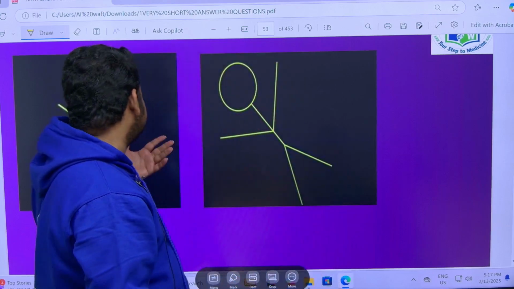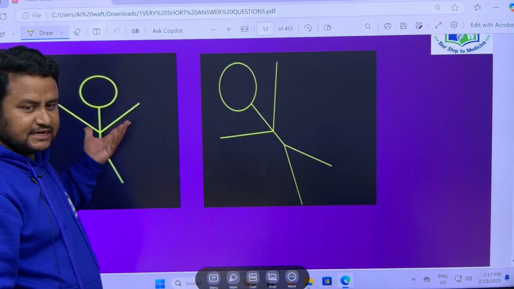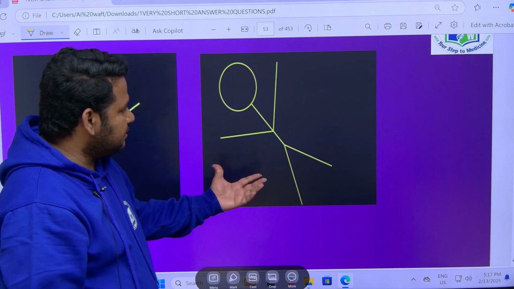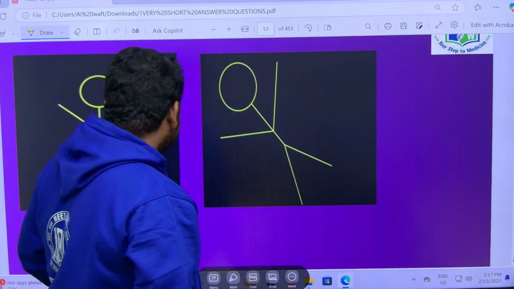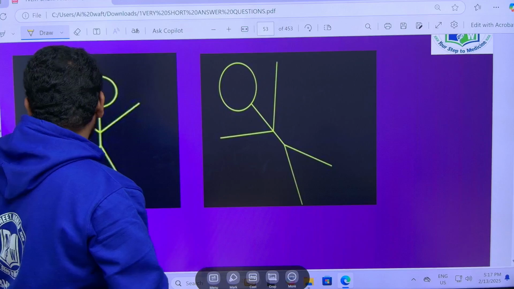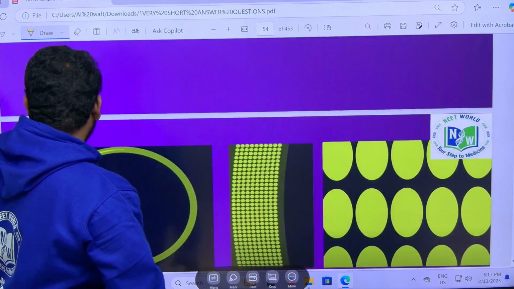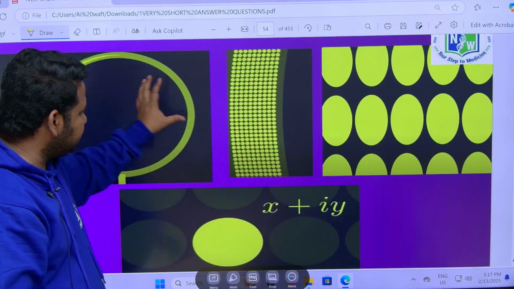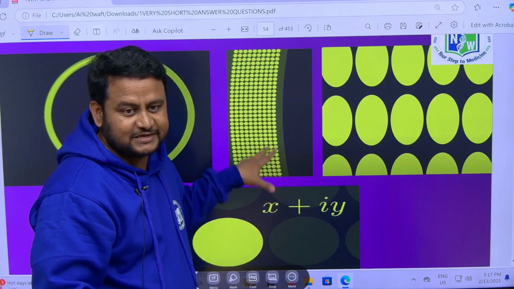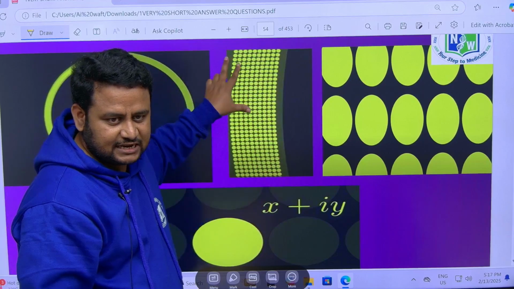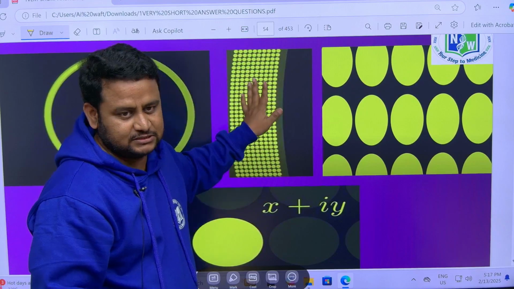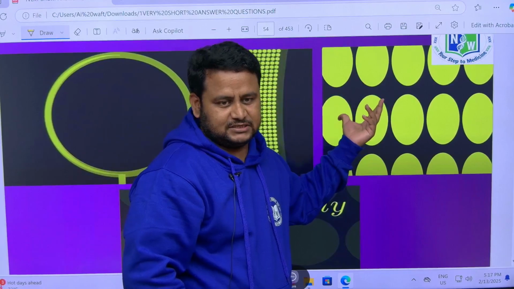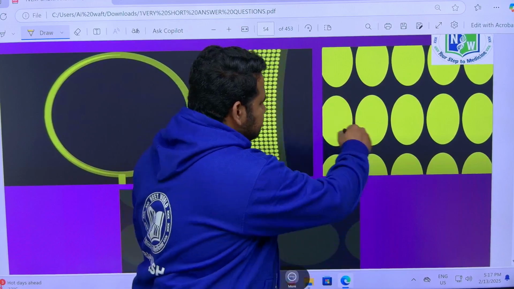So you can see the picture here. Here you can see an image of a man standing upright, and here a man standing at an angle. If you zoom in on this picture, you will see that this is a zoomed image of the previous picture. If you zoom in further, you can see that this is nothing but pixels. Each of these pictures has many thousands of pixels. If you extrapolate each of these pixels, what you get is this kind of circles.